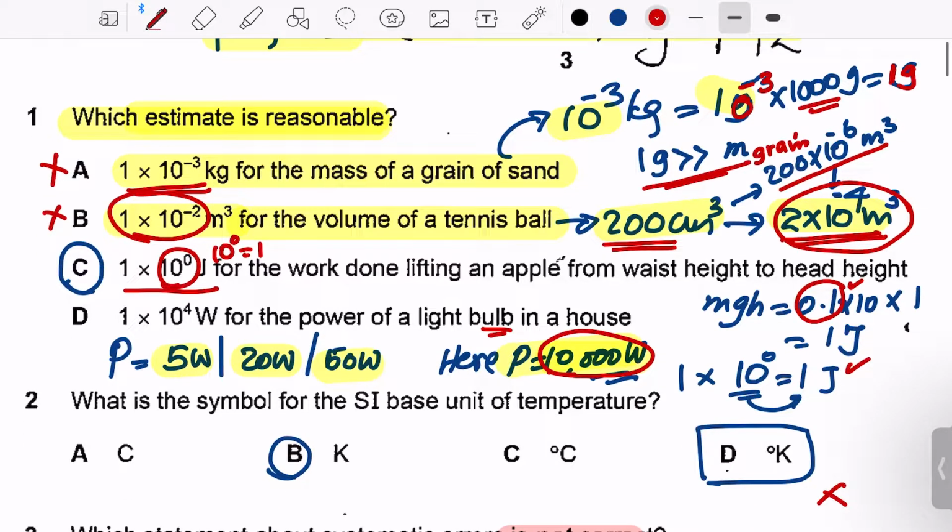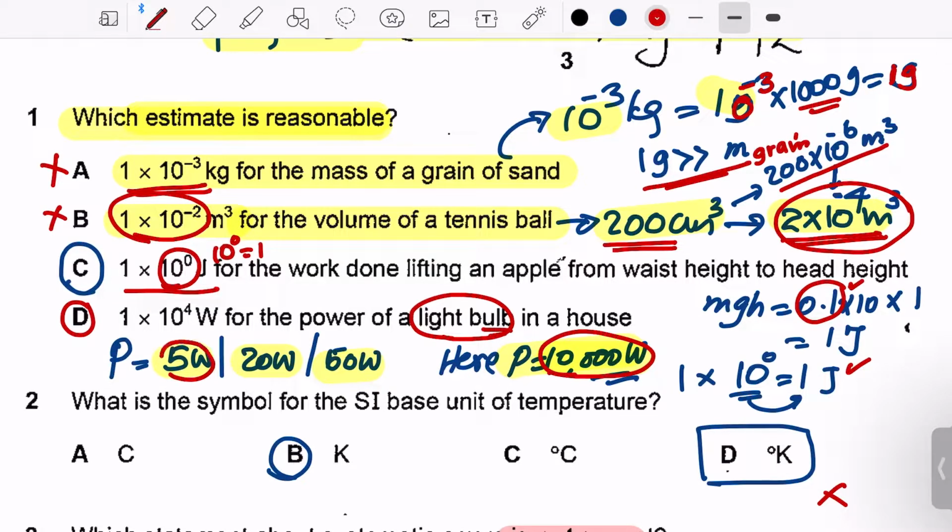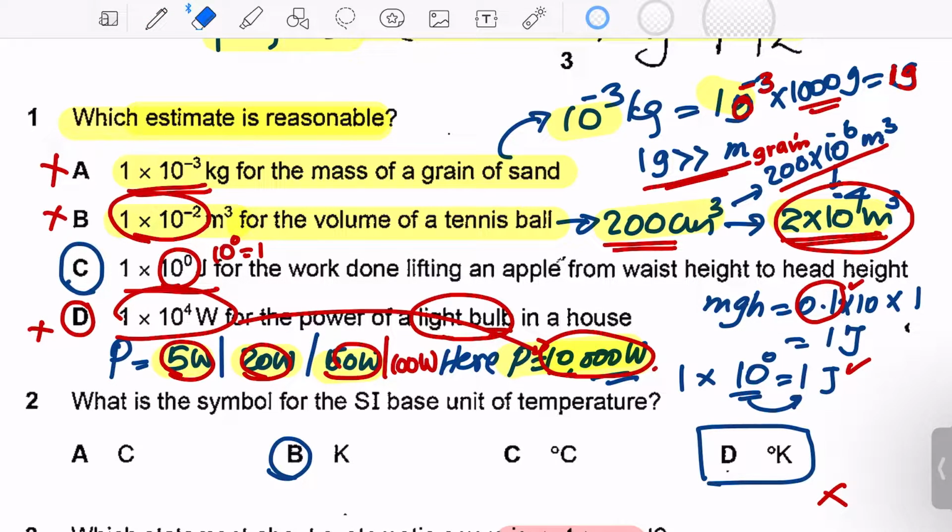Now I jump into answer D. We are talking about a light bulb. Look around in your house at the power ratings of lamps. An LED lamp could be 5 watt or 20 watt. Filament lamps could be 60 watt or even 100 watt. So 1 times 10 to the power of 4 is 10,000 watt. That's too big. This could be an air conditioning system, but definitely too big for a light bulb. So you remove it.